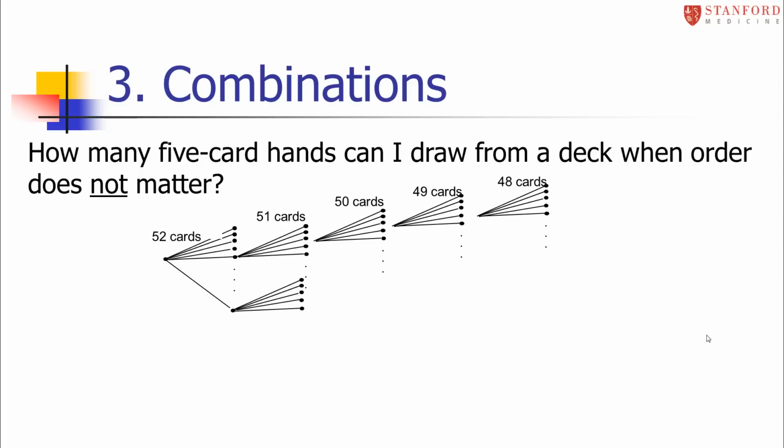Let's make this a little more complicated. How many 5-card hands can I draw from a deck? Again, when order doesn't matter. So we're going to start with order because it's easier to write out the tree, and the tree will automatically have order in it. We're going to start by considering order. So this would be a permutation without replacement, 52 cards to start with.